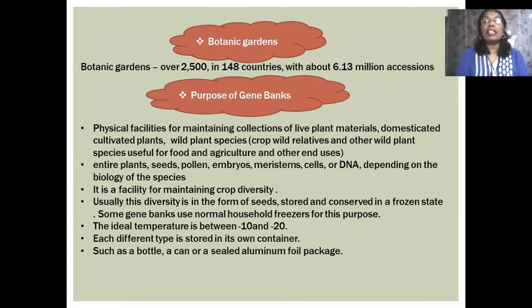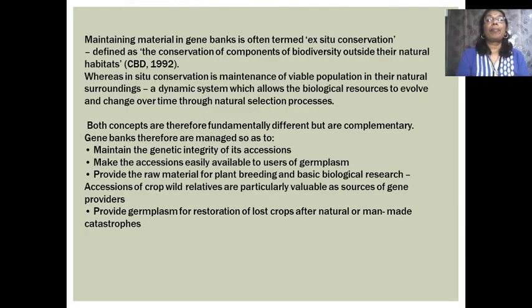Usually this diversity is in the form of seeds stored and conserved in a frozen state. Some gene banks use a normal household freezer for this purpose. The ideal temperature is between -10 and -20. Each different type is stored in its own container, such as a bottle, a can or a sealed aluminum foil package. Maintaining material in a gene bank is often termed ex situ conservation.